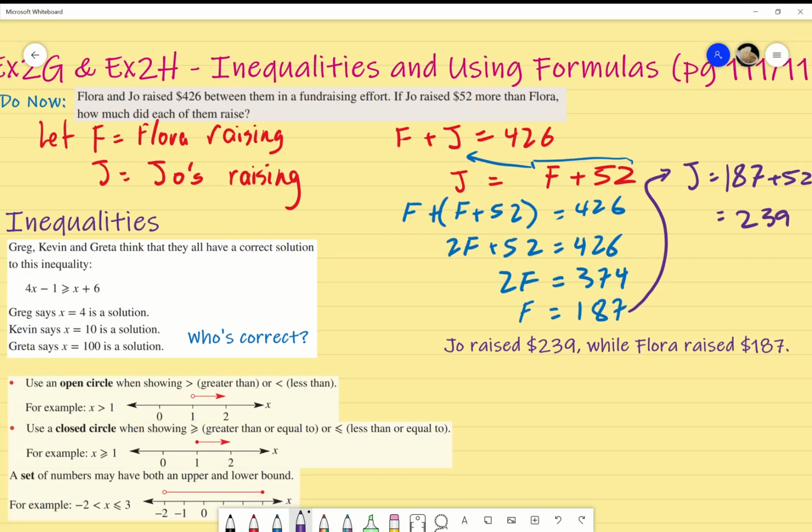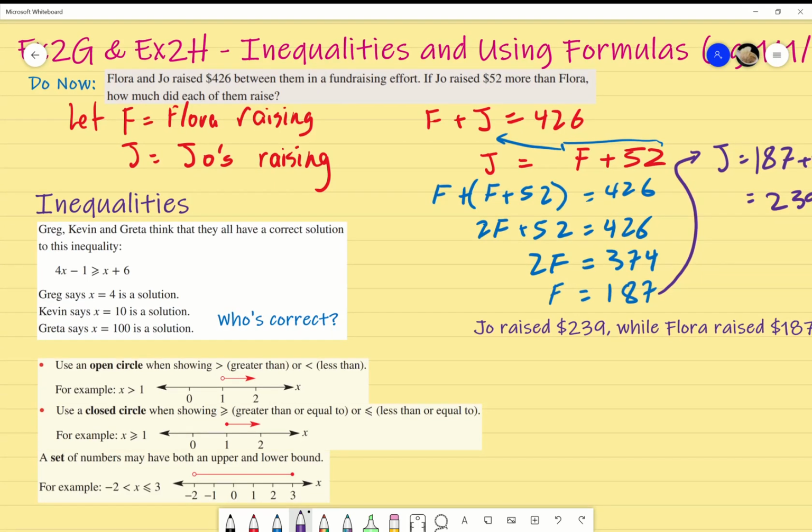Okay, today's content, we're starting off with inequalities. Equations are something you guys are already familiar with. Inequalities probably less so. In this situation, Greg, Kevin, and Greta think that they all have the correct solution to this inequality, where 4x minus 1 is greater than or equal to x plus 6. Intuitively, inequalities just mean that we're not only saying it equals something, but it could be greater than or less than something.